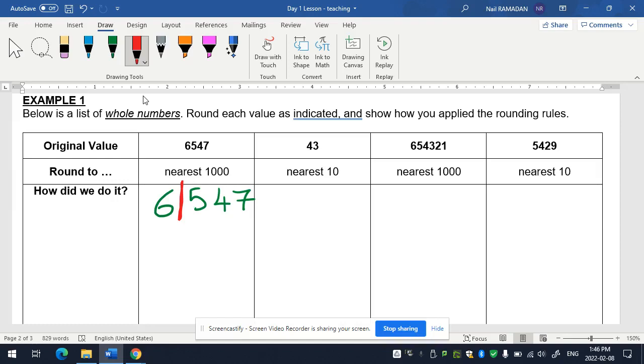You always go up in the number right before the line. You see, it's weird. You use this one to decide, but you end up changing this one. So because of this guy, the number becomes 7. Do you need to show me the line now? Nope. The line is only used to decide where the cut is. The final answer should have no line.